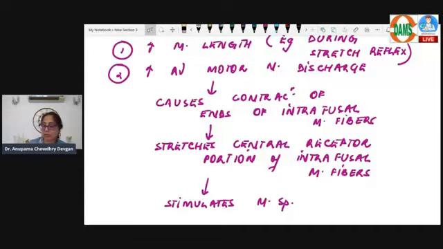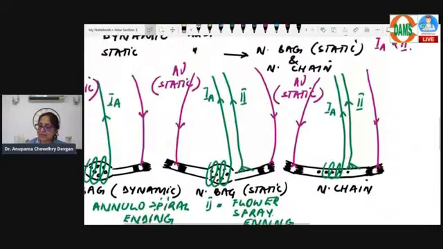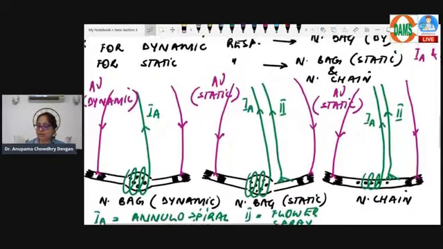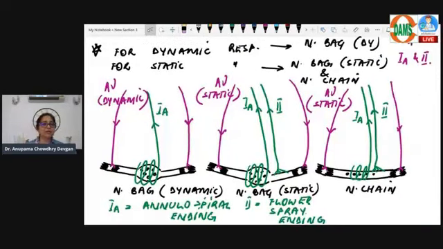All right. Okay. So see this once again. Nerve supply: the sensory supply from the nuclear bag dynamic is 1A and 2. Motor supply to nuclear bag dynamic is A gamma dynamic. For nuclear bag static, sensory nerve supply, for nuclear bag dynamic, only 1A. For nuclear bag static, 1A and 2. For nuclear chain, 1A and 2.